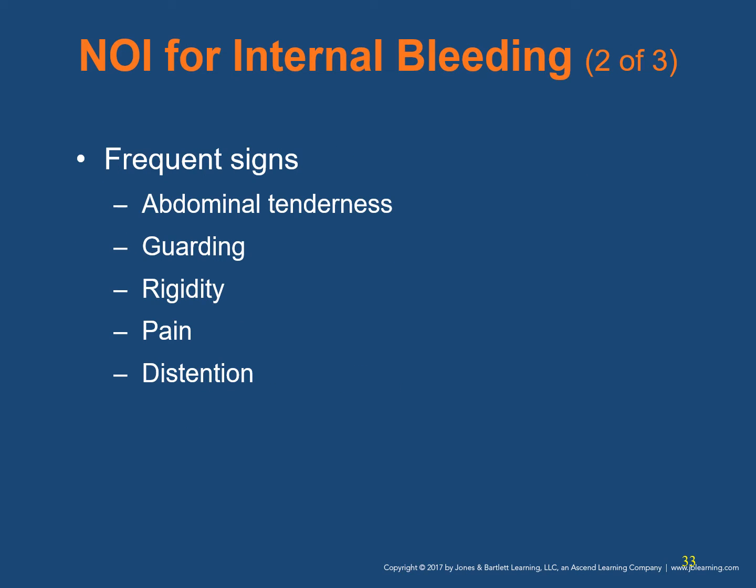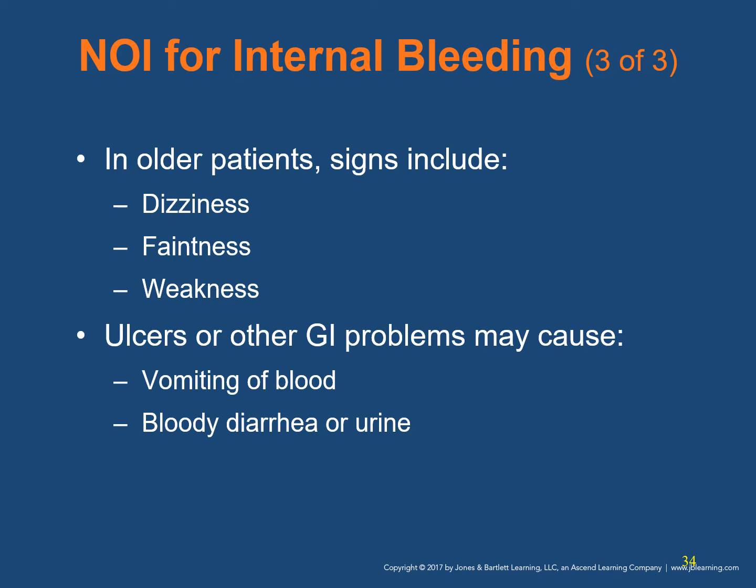These signs are frequent, but not always present: abdominal tenderness, guarding, rigidity, pain, distension. In older patients, signs include dizziness, fainting, weakness. Ulcers or other gastrointestinal problems may cause vomiting of blood, bloody diarrhea or urine. It is not as important for you to know the specific organ involved as it is to recognize that the patient is in shock and respond appropriately.